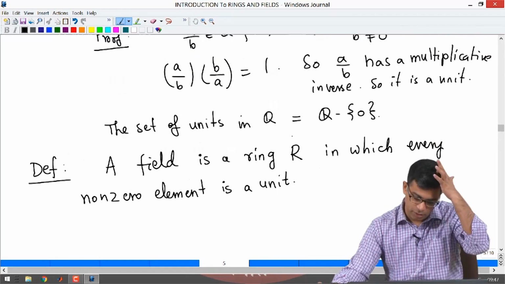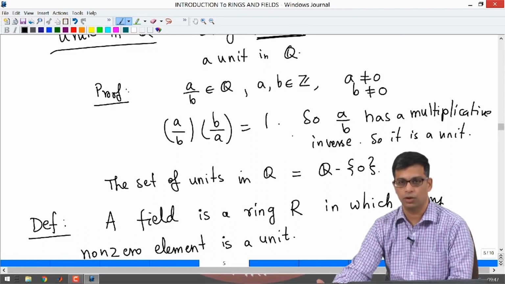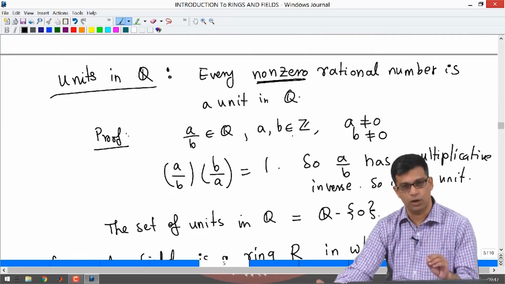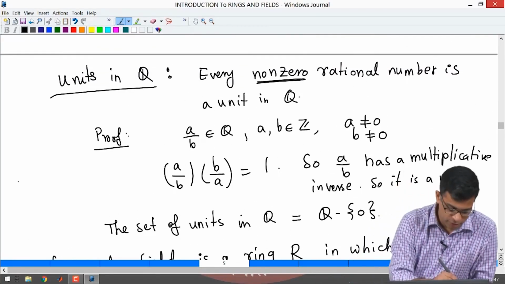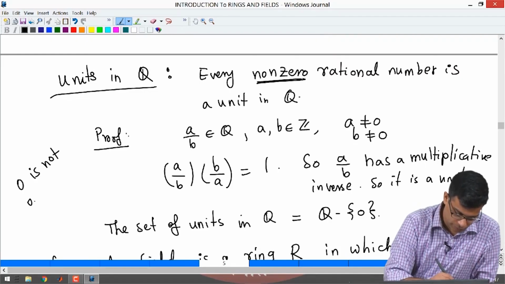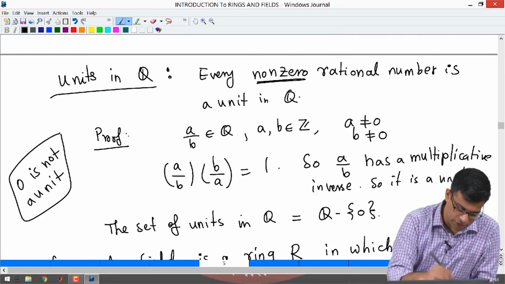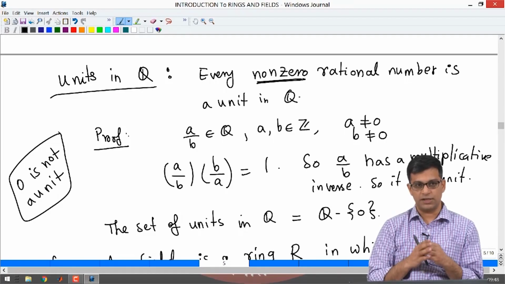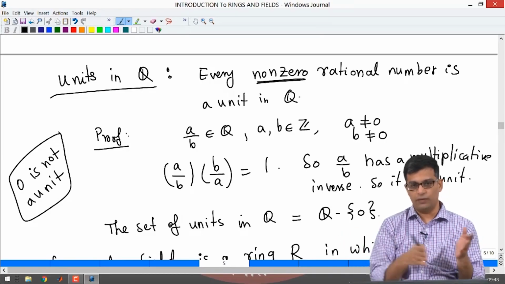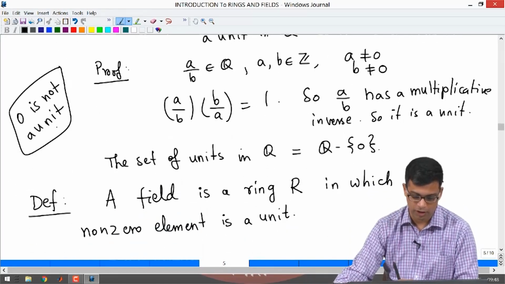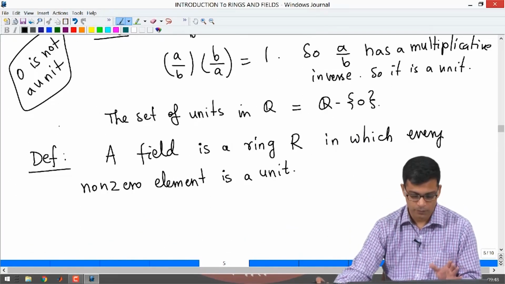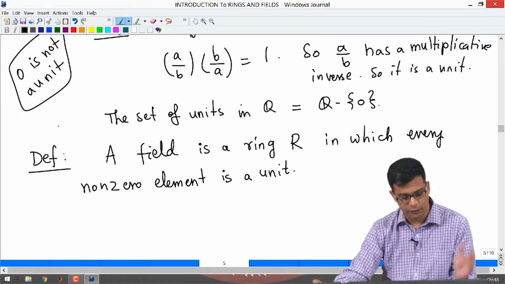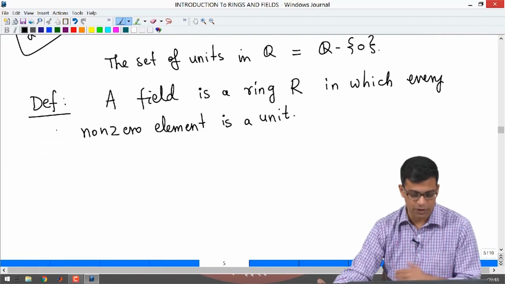So, one thing I should mention, the set of units in Q is Q minus 0. I proved that every non-zero rational number is a unit. I should also say that 0 is not a unit, but that is obvious, right? 0 is not a unit, because what is the meaning of 0 not being a unit? I am claiming that 0 does not have a multiplicative inverse. That is because if you multiply 0 with any rational number, you get 0, you will never get 1. So, 0 certainly cannot have a multiplicative inverse. So, in any ring you do not expect 0 to be a unit. What is the next best that can happen? Every non-zero element can be a unit. So, if that happens, we call it a field.